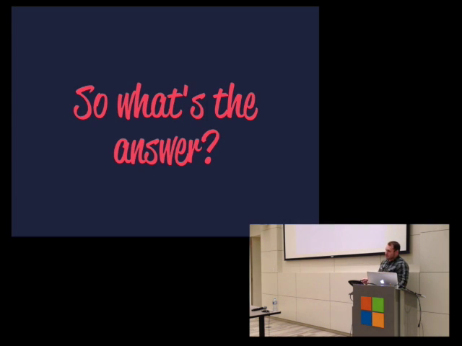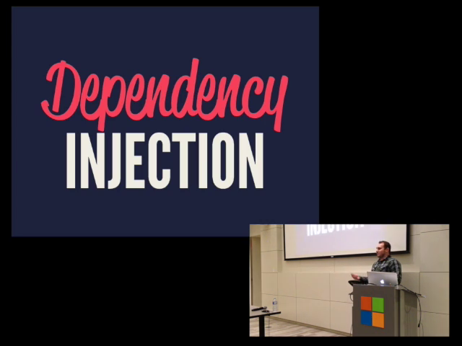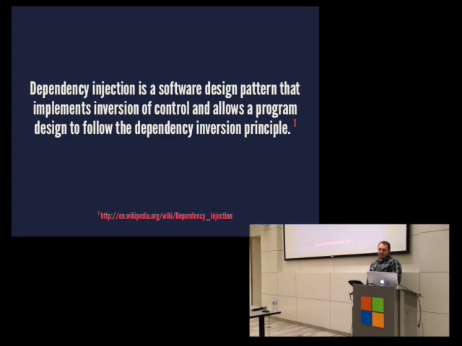So what's the answer to this problem? Well, there's a few steps involved, but one of the first steps is to use a pattern that a lot of us have probably used every day, that a lot of us have heard about in other talks, and that's dependency injection, right? So Wikipedia defines dependency injection as a software design pattern that implements inversion of control and allows a program designed to follow the dependency inversion principle.